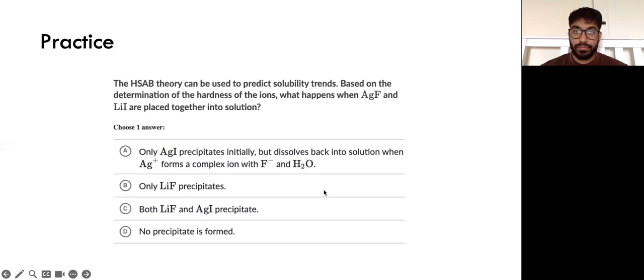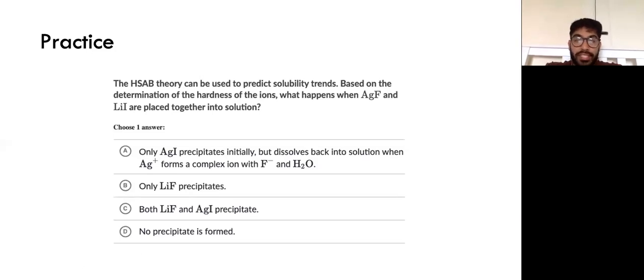If we go back to the question, what would the answer be? A, only AgI precipitates initially, but dissolves back in solution as Ag plus forms a complex with F minus and water. B, only LiF precipitates, or C, both LiF and AgI precipitate. As we said from the periodic table, Li plus and F minus are both hard, so they go together. Ag plus and I minus are both soft, and soft goes with soft, so they go together. So the right answer is C, both LiF and AgI precipitate. Once in solution they'll all be separate ions: Ag plus, F minus, Li plus, and I minus. Then they'll associate into LiF and AgI and precipitate out.